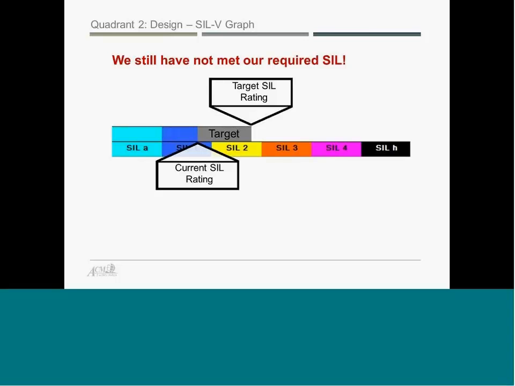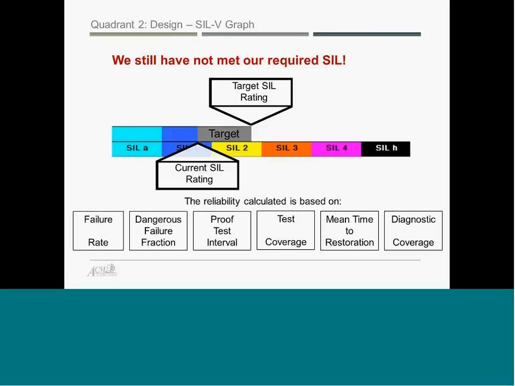Now what are we going to do? Are we going to put more voting in? Well, we could, but that would get complicated quickly, so we don't really want to do that. We can look back to the reliability equation, and we said it was calculated based on 6 values there. Failure rate, mean time to restoration, diagnostic coverage, those are going to generally come from your vendor, so it's kind of tough to change those.